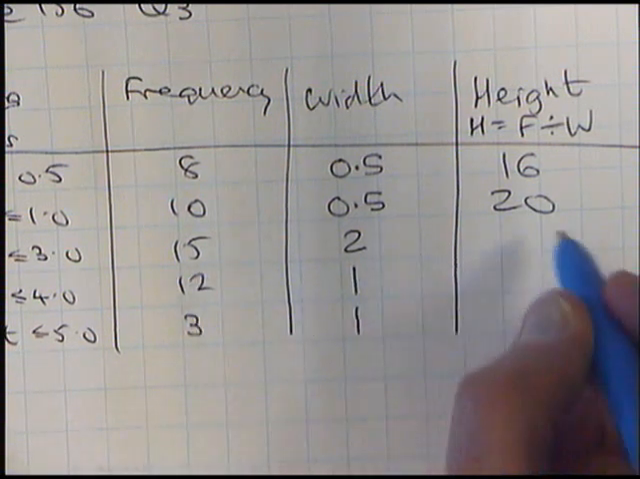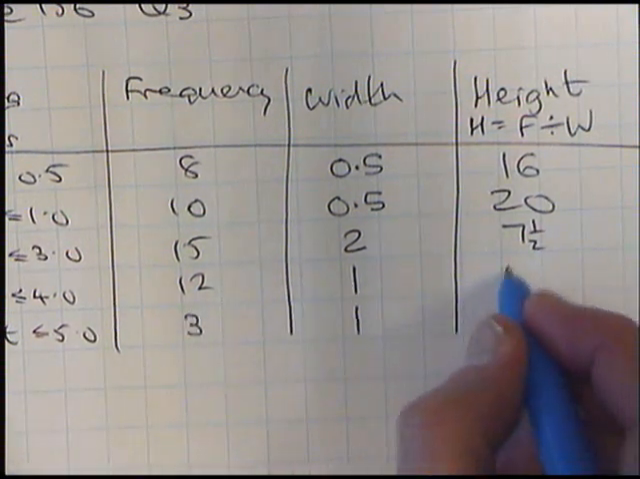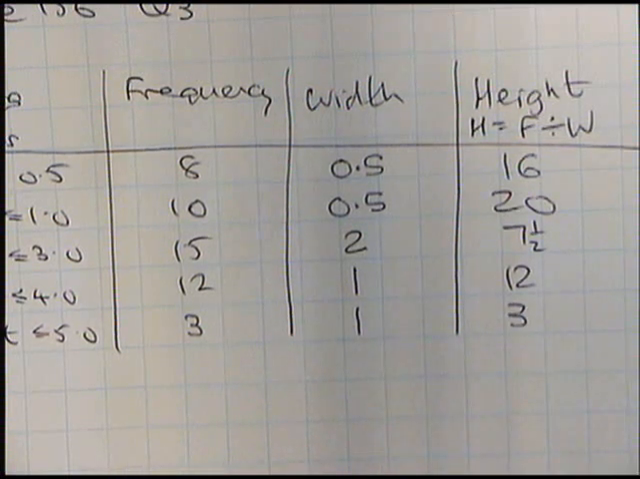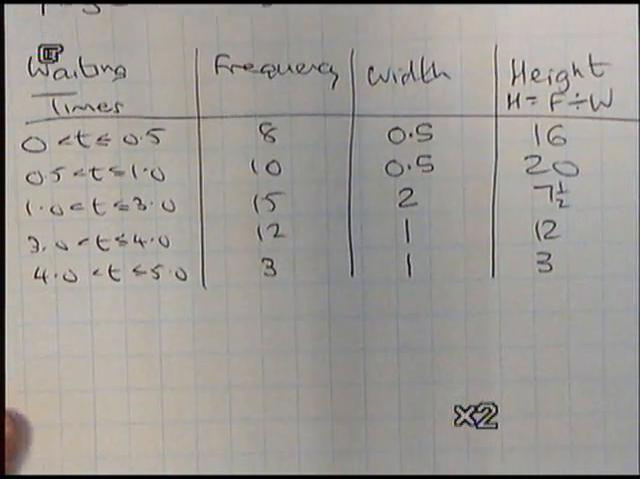15 divided by 2, that's 7.5. 12 divided by 1 is 12. And 3 divided by 1 is 3. So at this point, we've finished our table. If you can make sure that's all copied down.